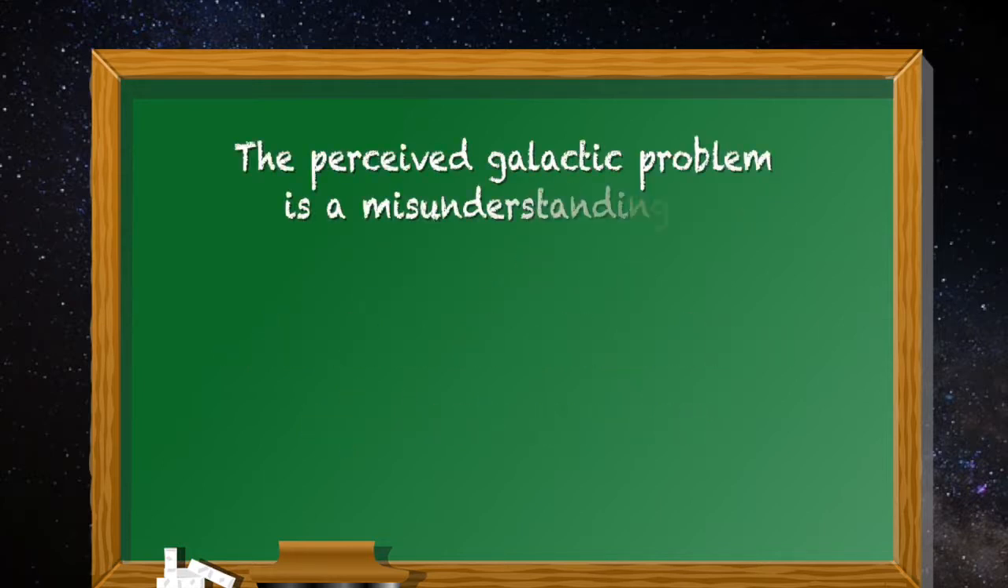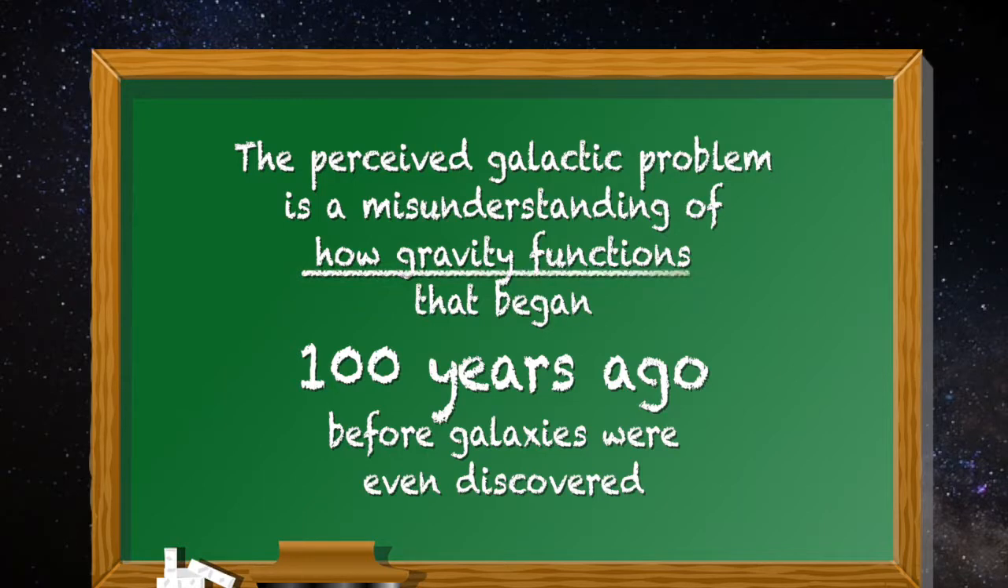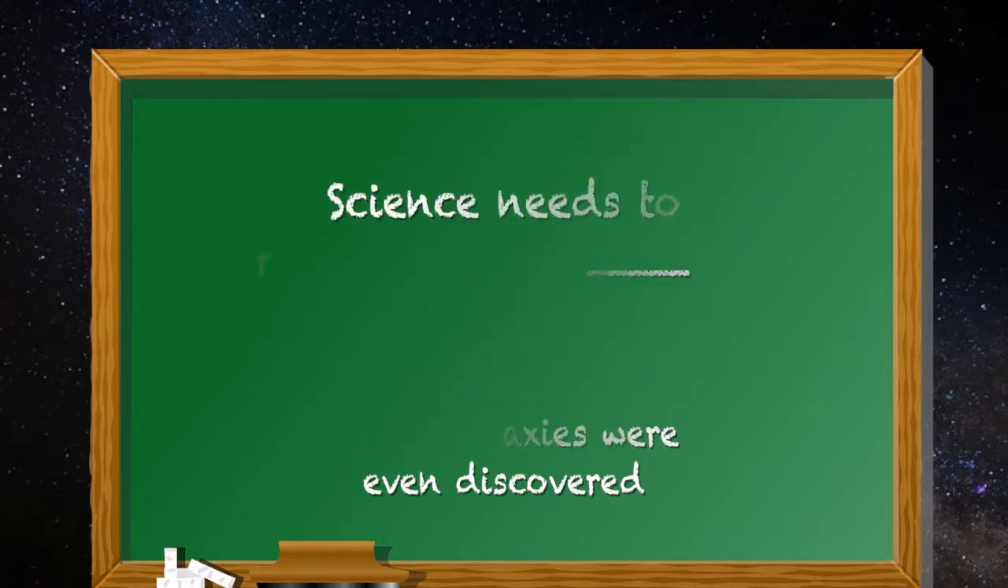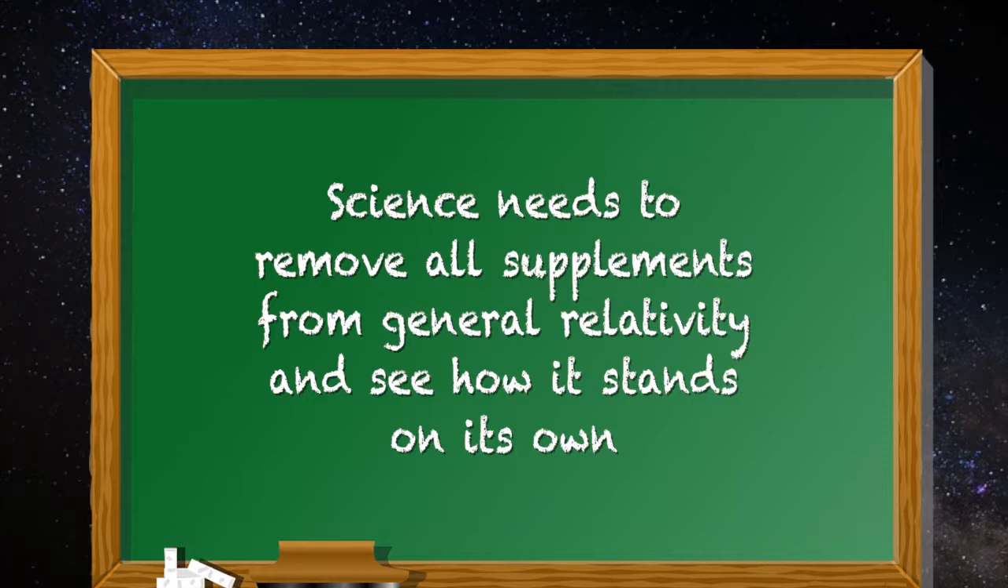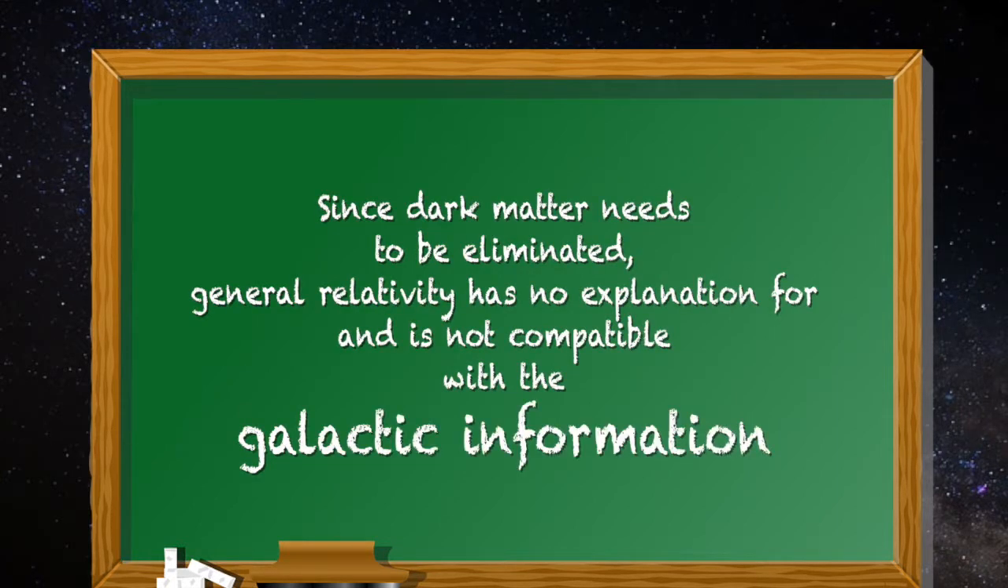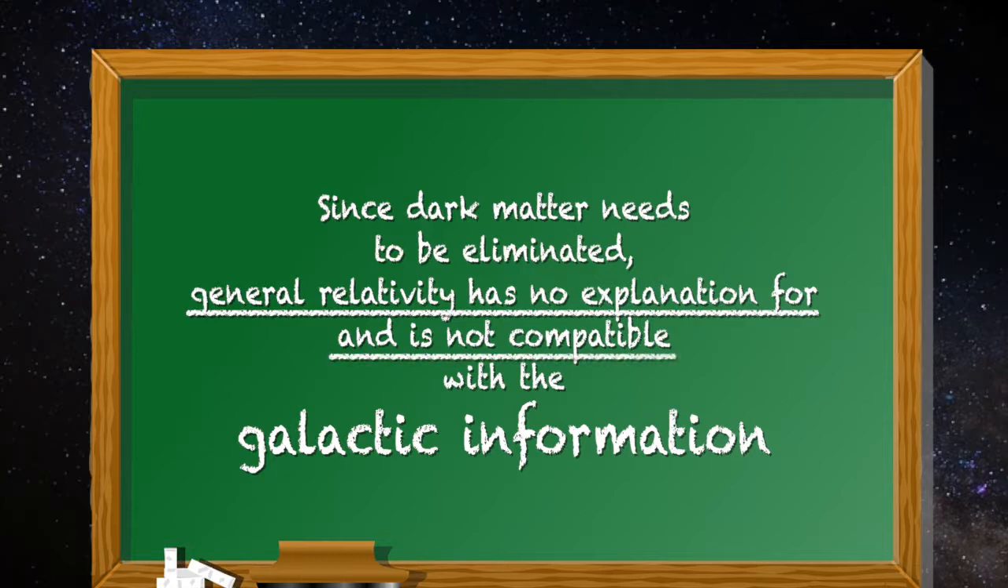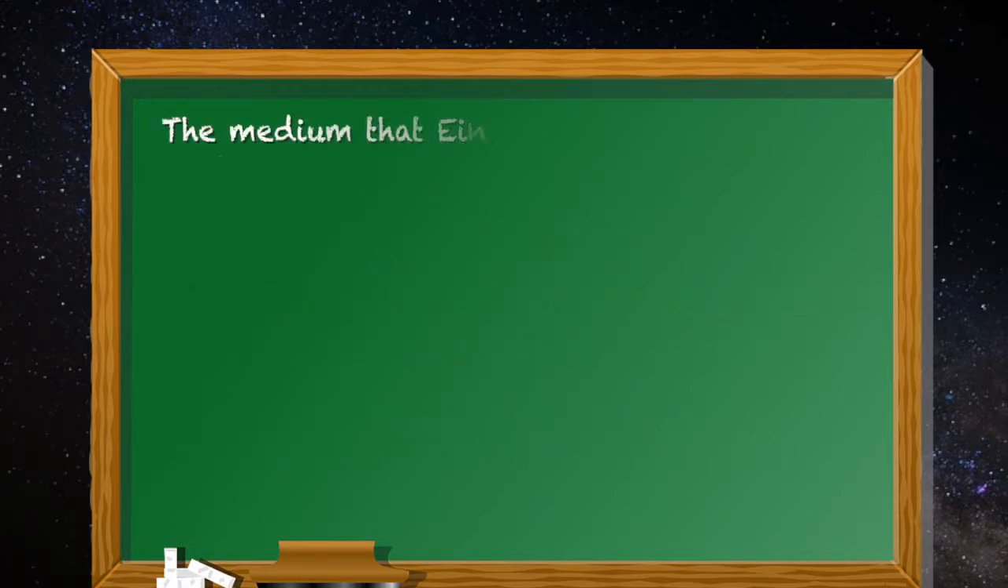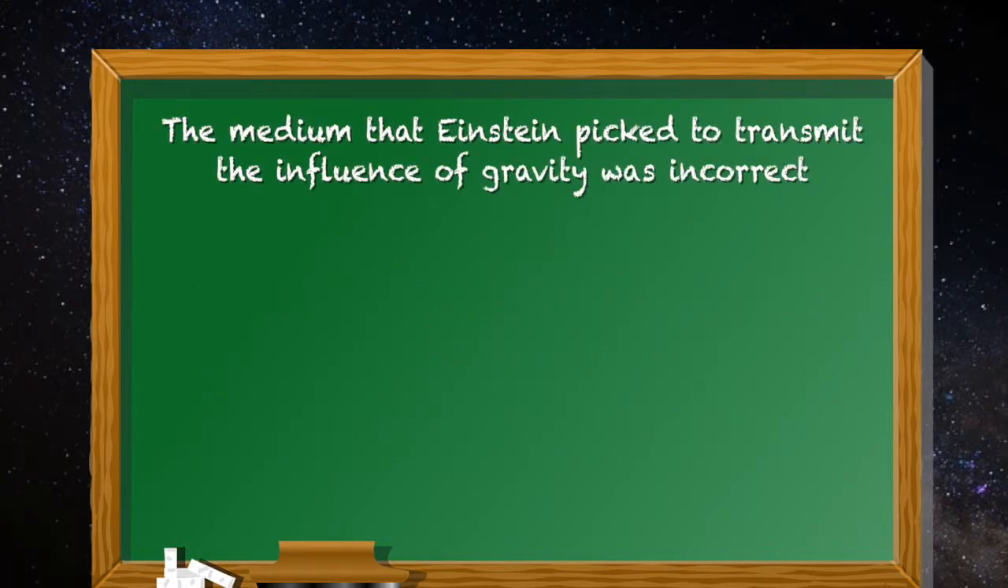The perceived galactic problem is a misunderstanding of how gravity functions that began 100 years ago, before galaxies were even discovered. Science needs to remove all supplements from general relativity and see how it stands on its own. Since dark matter needs to be eliminated, general relativity has no explanation for and is not compatible with the galactic information. This also means the medium that Einstein picked to transmit the influence of gravity was incorrect.